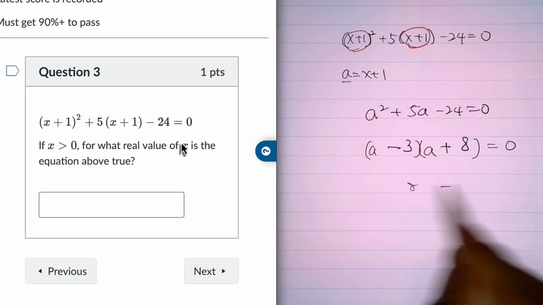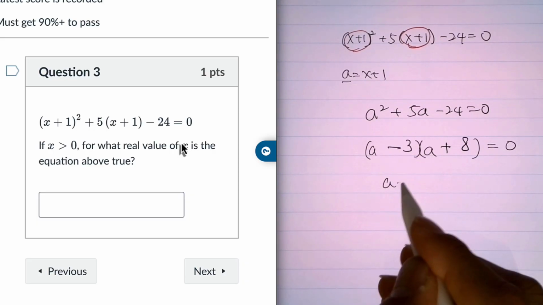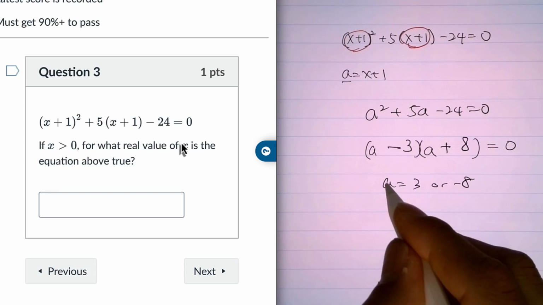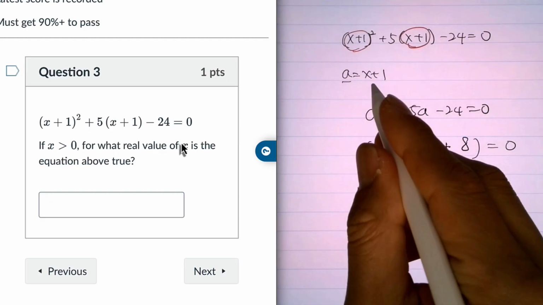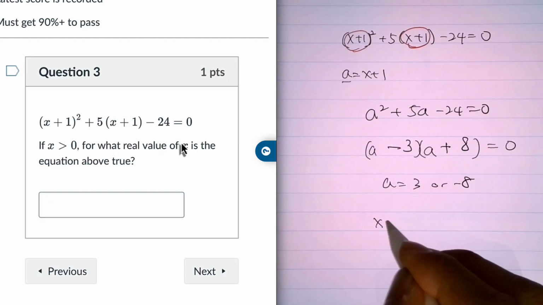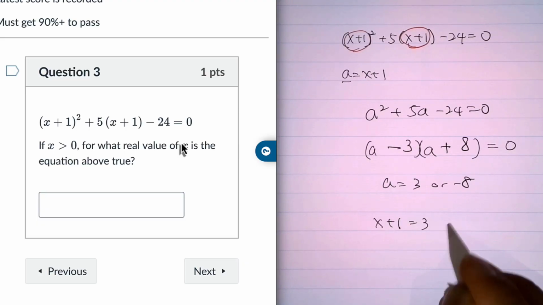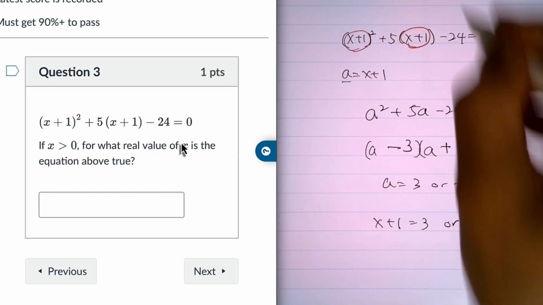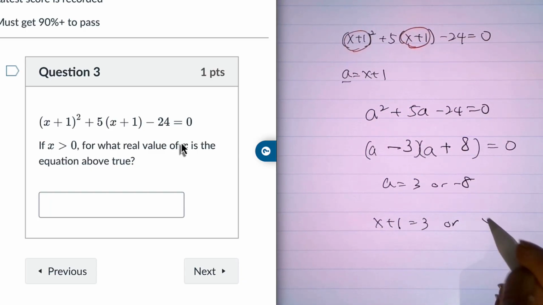Yeah, so you will know that a can equal 3 or negative 8 by zero product property. Are we done? No, if you choose your answer this way, you're going to get it wrong. Okay, so that's because we found this arbitrary variable a, not x. So what you can do is set a equals x plus 1. So x plus 1 will replace a, and set that equal to negative 8.